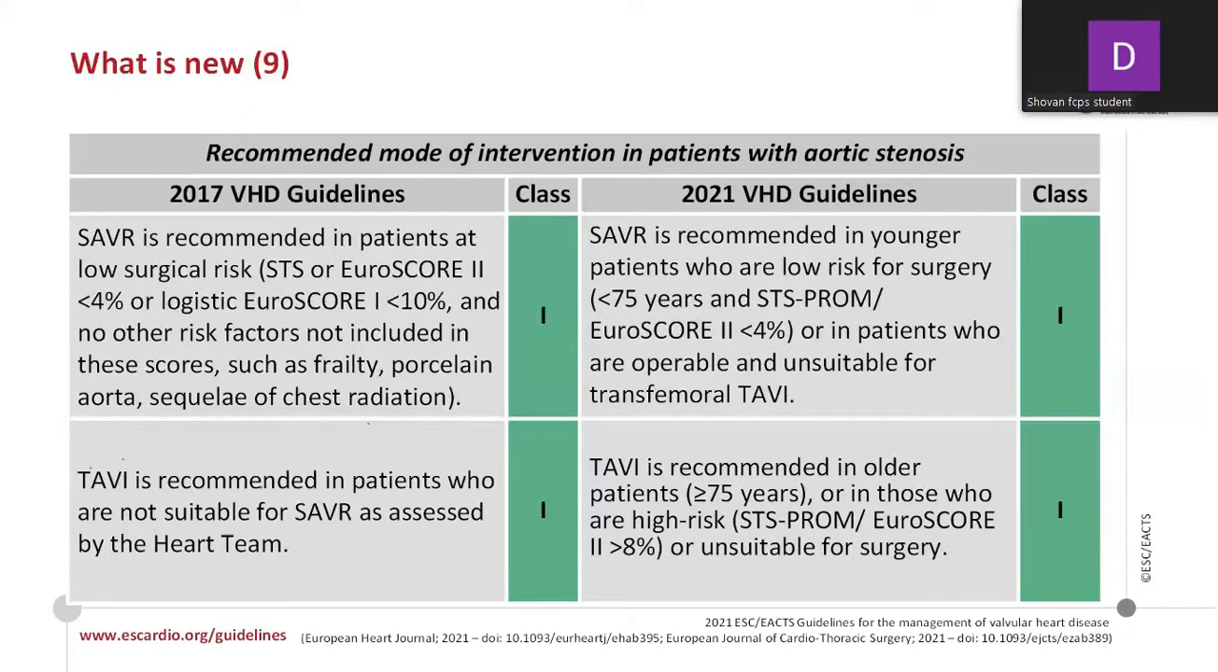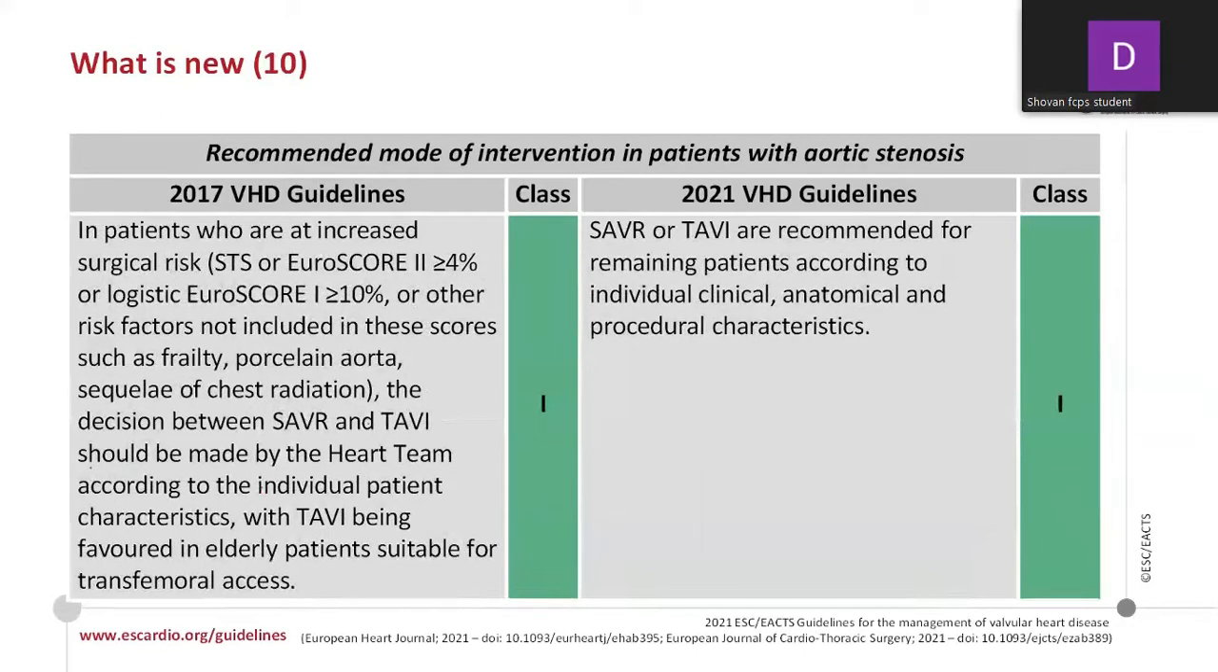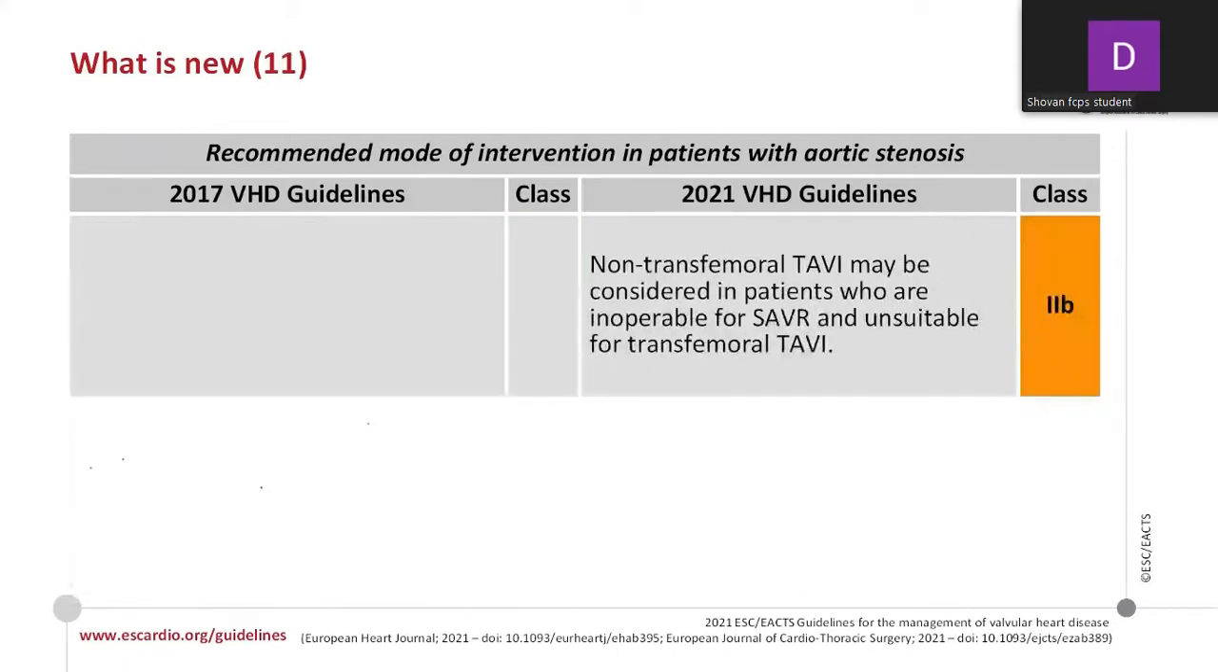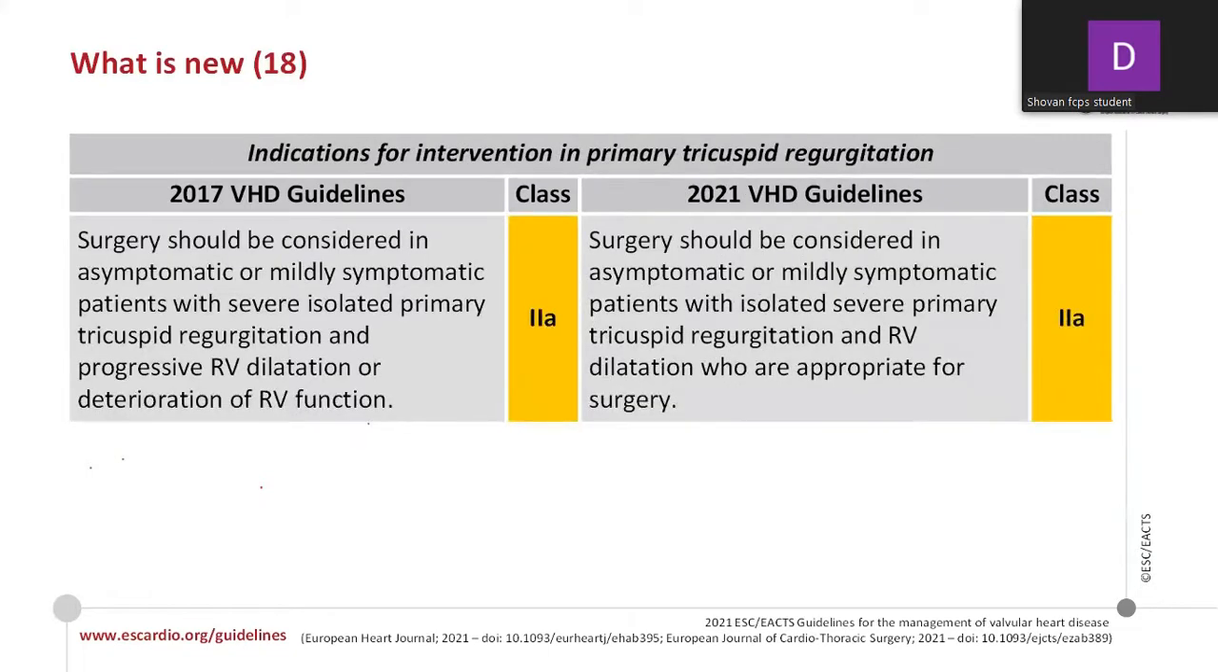But here, the transcatheter aortic valve is recommended in older patients. They specify greater than 75 years, or any patient with higher risk, greater than 8% risk of perioperative mortality, or unsuitable for surgery. So there are some other differences.